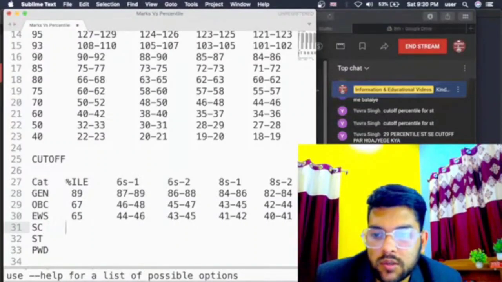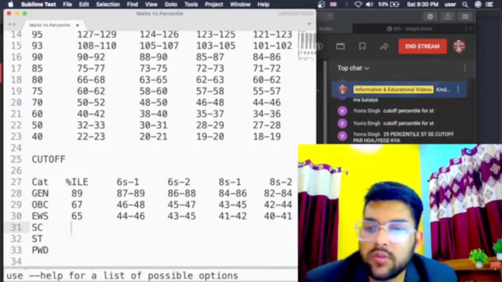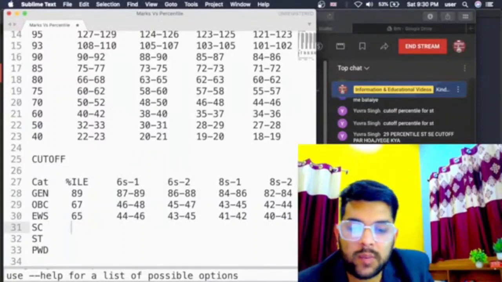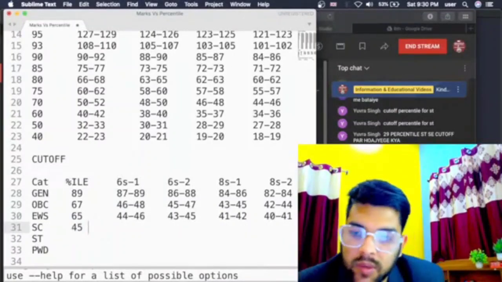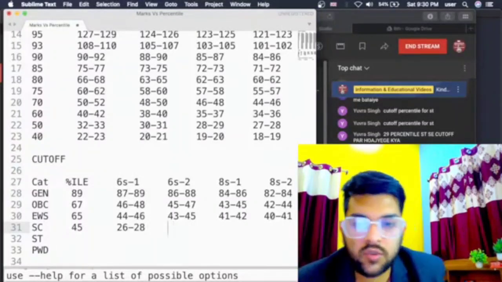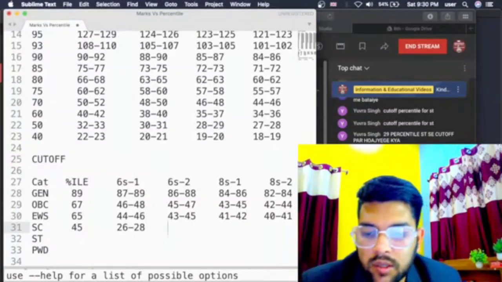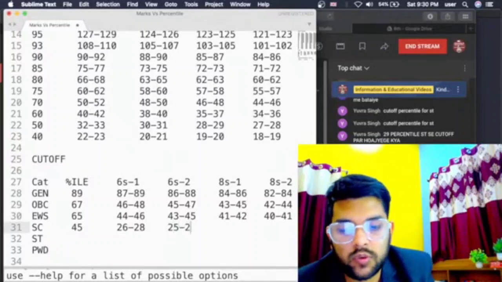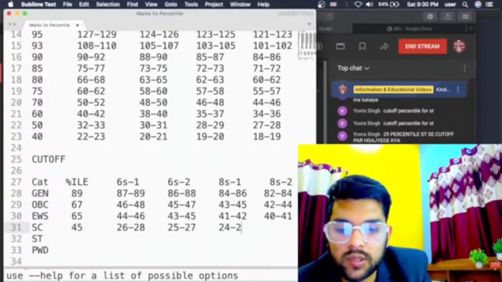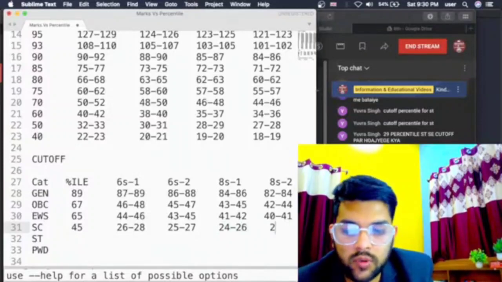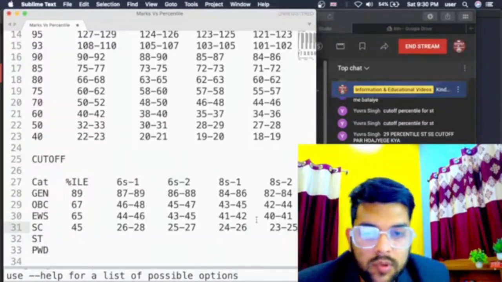Okay, Yuvraj, I will be there to guide you. For SC, it will be around 45 percentile. It can be 1 percentile more or less, but it will be around 45 percentile. 26 to 28, then 25 to 27, 24 to 26, and 23 to 25. This is for SC.